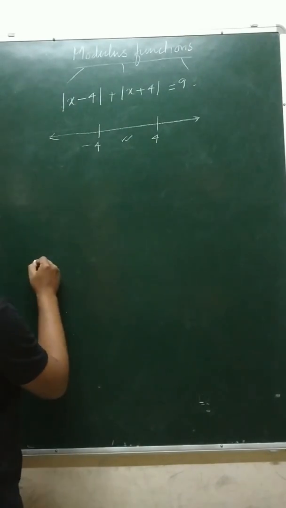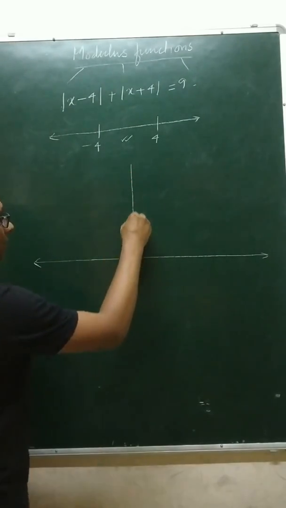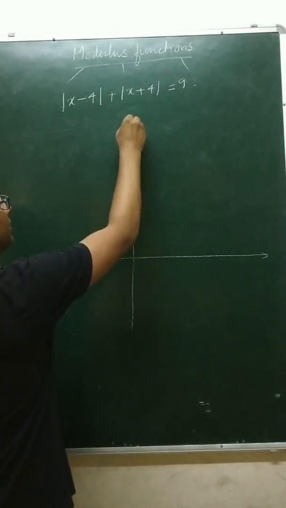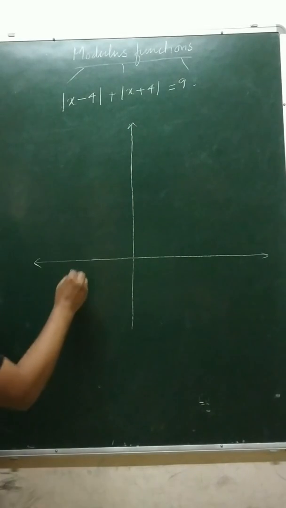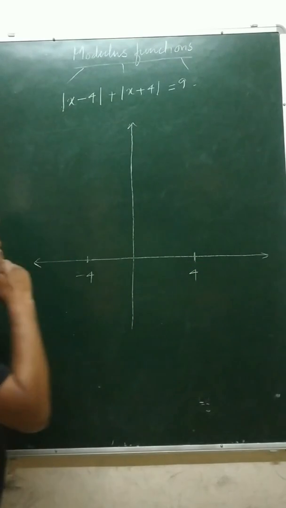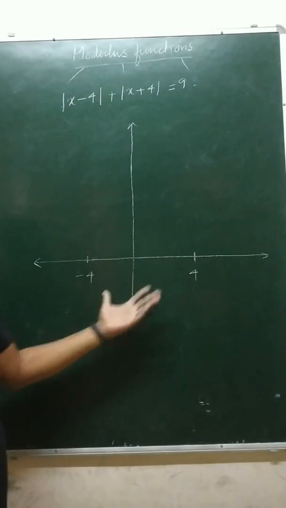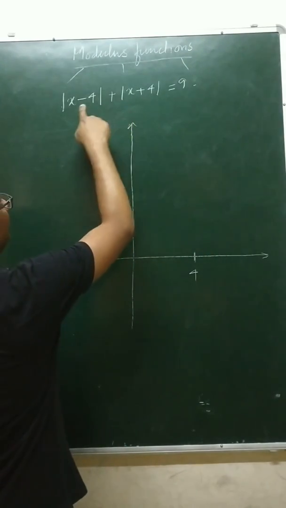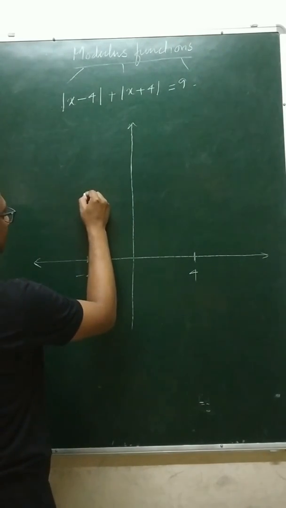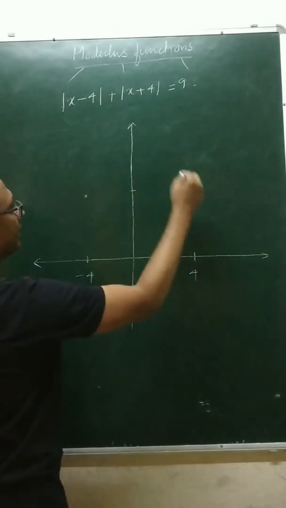To solve it graphically, all I need are critical points. So critical point का खेल है भाई. Critical points are minus 4 and 4. First of all, we'll calculate what are the values at these critical points. Minus 4, we are going to get 8. And plus 4, also 8.